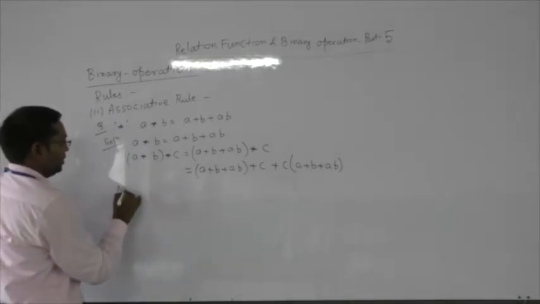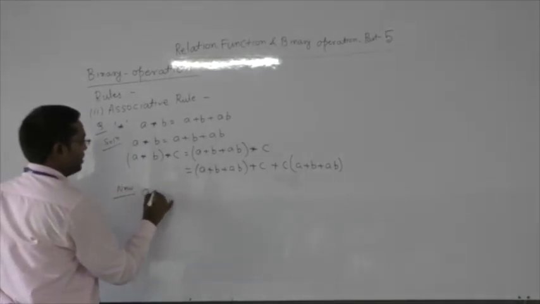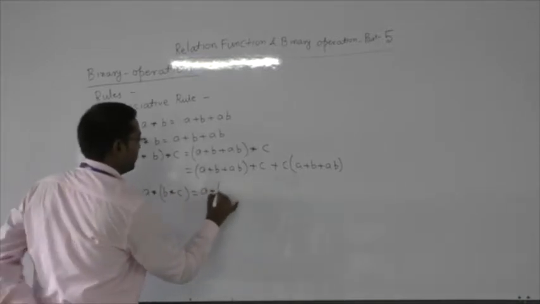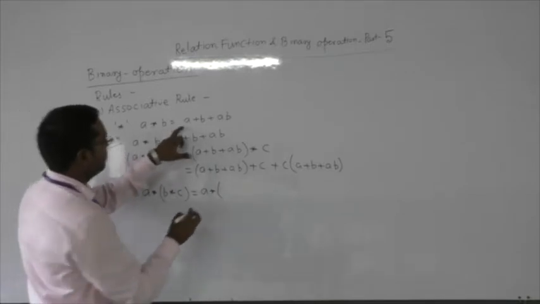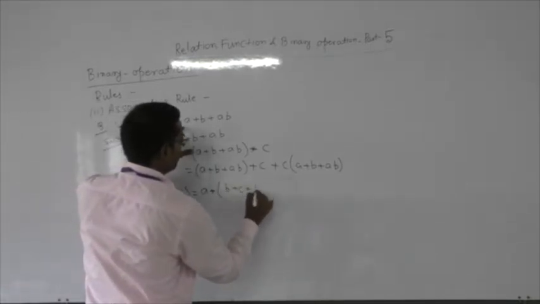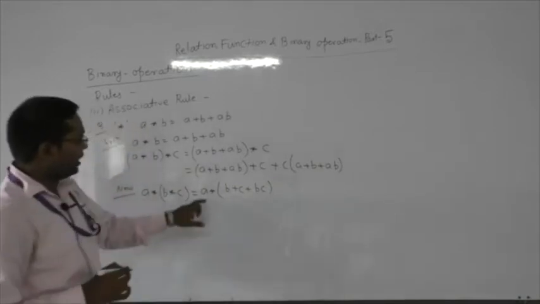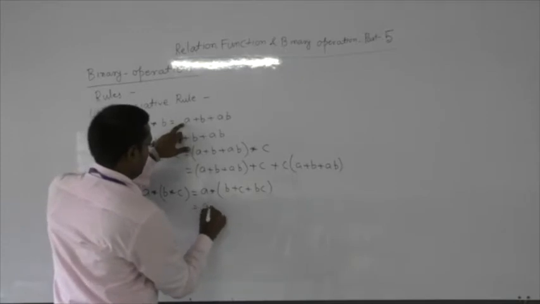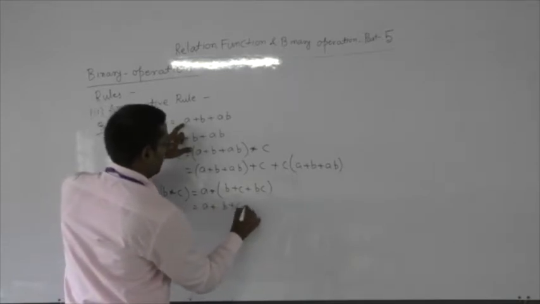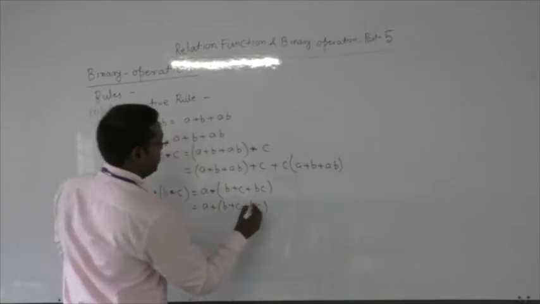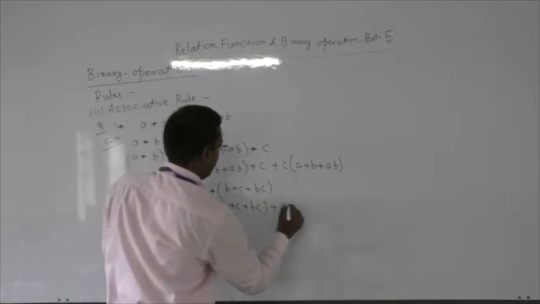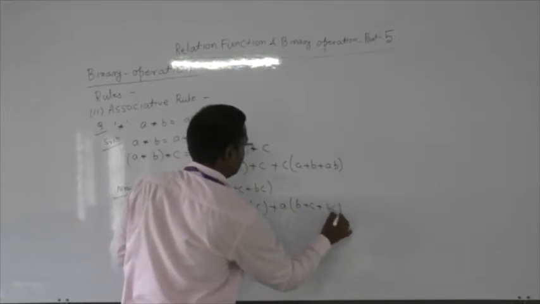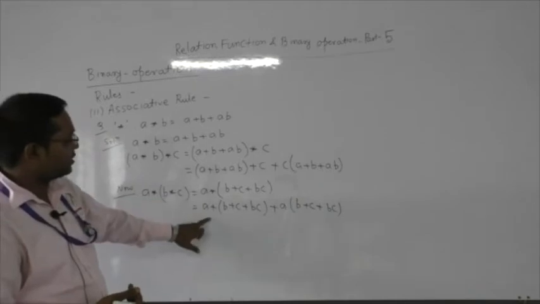Now let's find a star (b star c). What will we get? From here we will get b plus c plus bc, right? Now a star this whole, replace your b by this whole factor. What will we get? a plus (b plus c plus bc) plus the multiplication of these two, a into (b plus c plus bc), right? Now see, are these two coming equal?